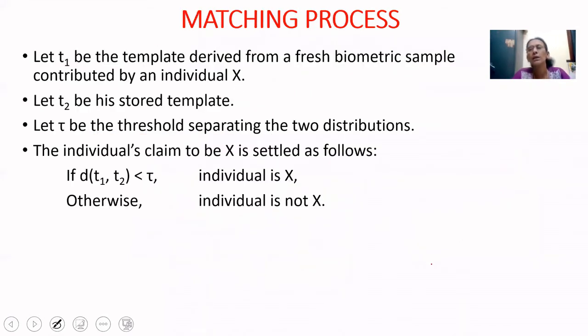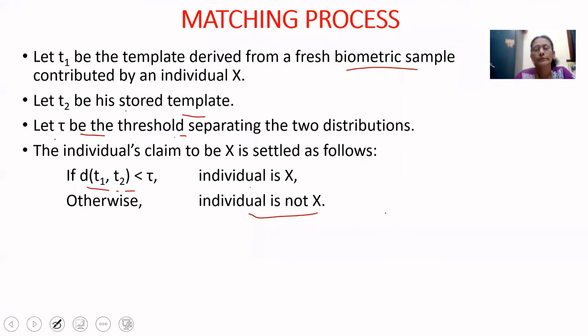Now, what is this matching process? T1 is the template derived from a fresh biometric sample, and T2 is the stored sample. Tau is the threshold, that is, the limit within which the difference can lie. So we calculate the distance between T1 and T2. If it is less than tau, then we say that the individual is X, this is the person. Otherwise, we say that this is not the person.